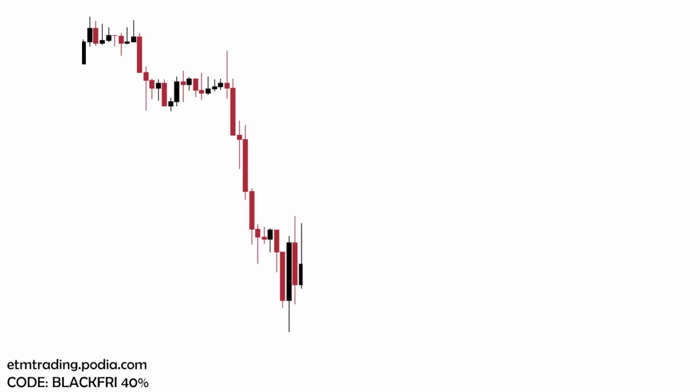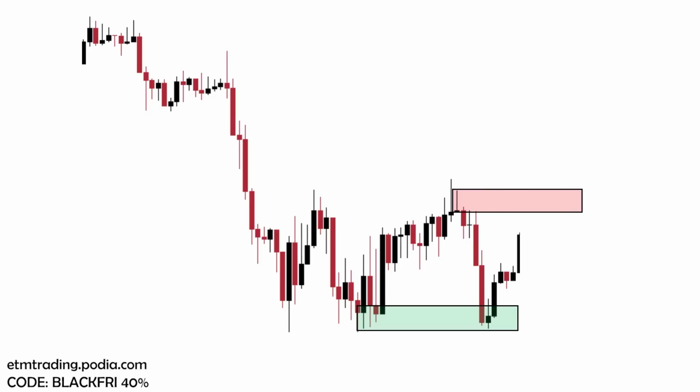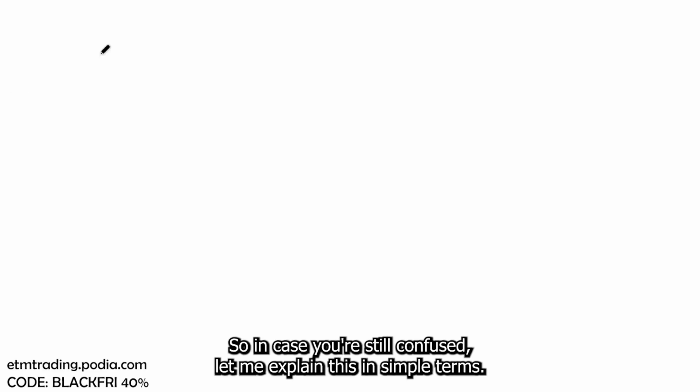So as you can see here, the trend is clearly bearish, and now price is failing to break to the downside, creating your extreme demand. Price reacts with your extreme demand and fails to break structure, and now uses your extreme supply to continue the bearish trend. So in case you're still confused, let me explain this in simple terms.